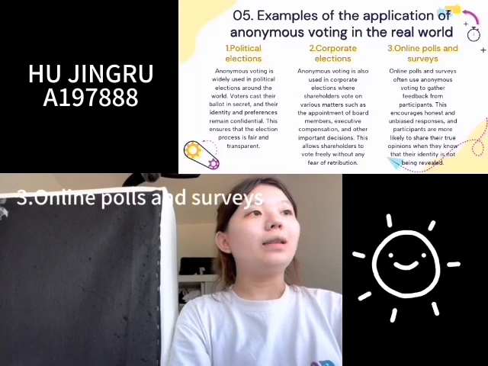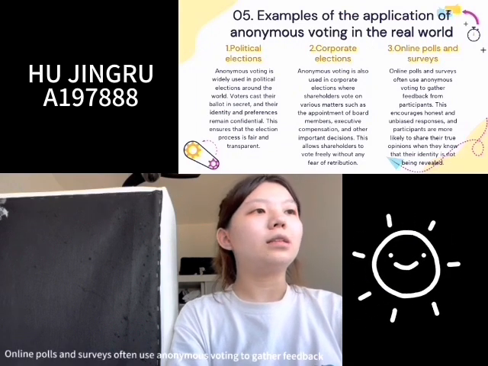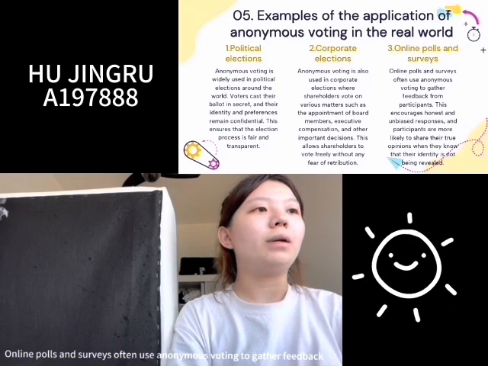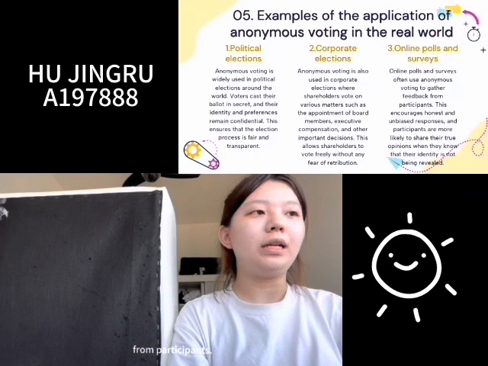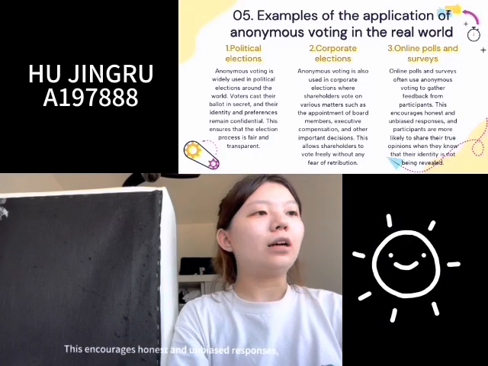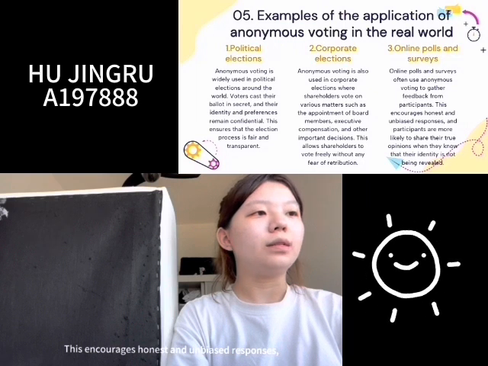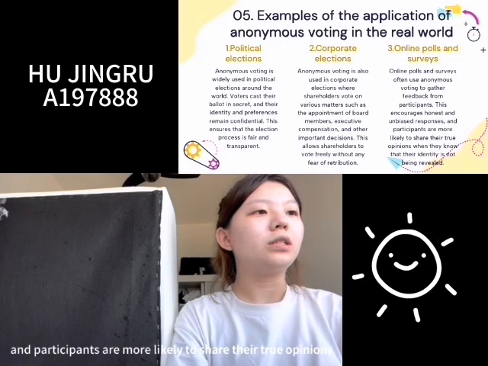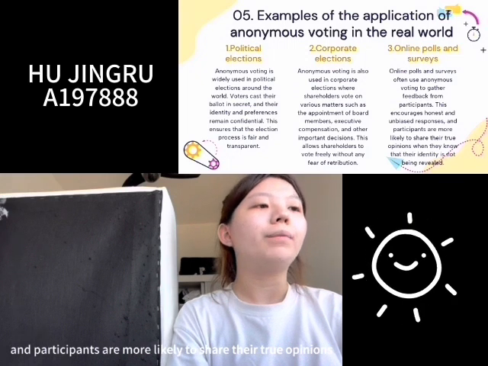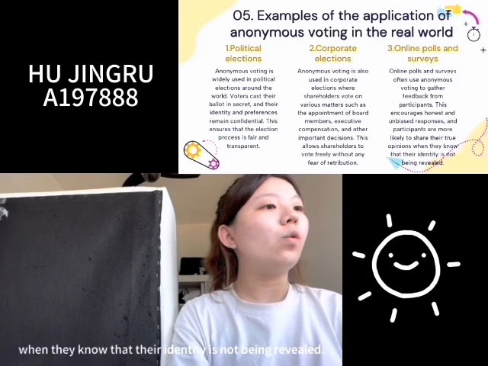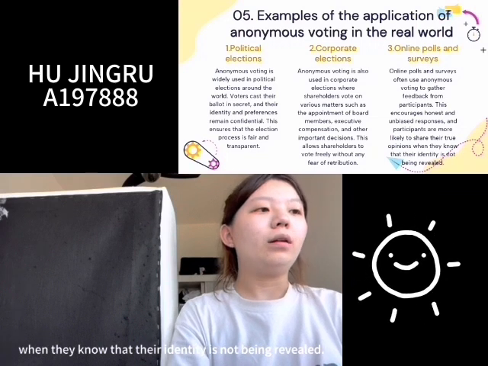Third, online polls and surveys. Online polls and surveys often use anonymous voting to gather feedback from participants. This encourages honest and unbiased responses, and participants are more likely to share their true opinions when they know their identity is not being revealed.